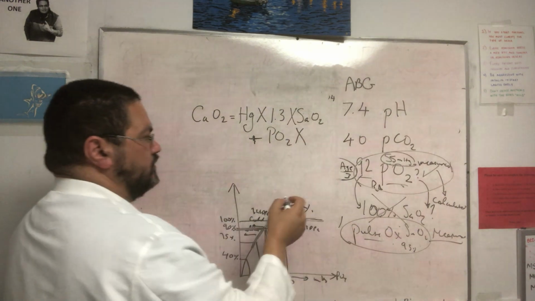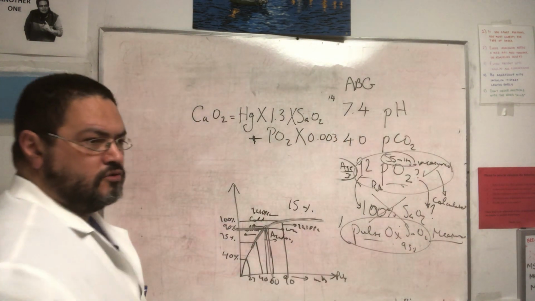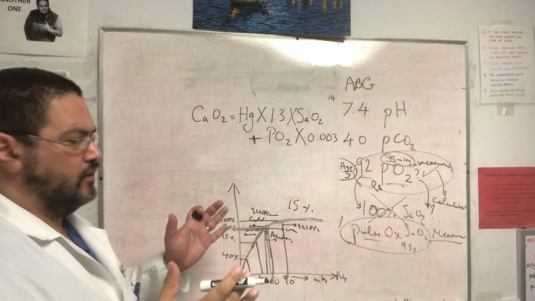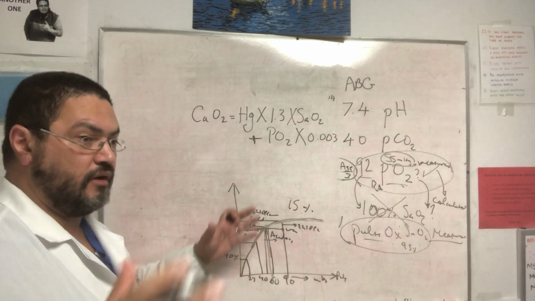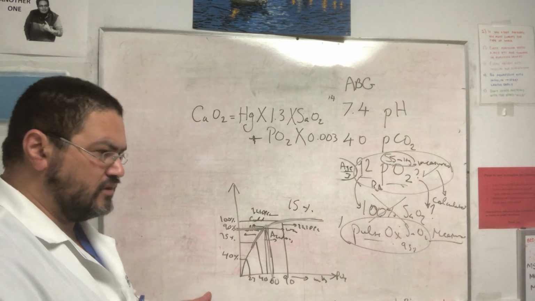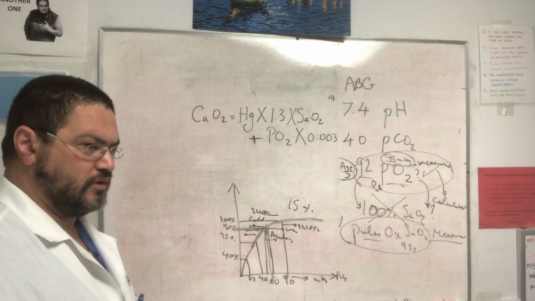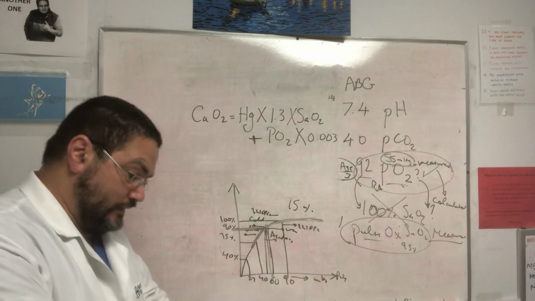times 0.003. So basically, you have the saturation that determines the majority of oxygen, 99% of oxygen in the blood. And then there is another small part of oxygen that is dissolved in the plasma. Plasma is not supposed to carry oxygen, right? But it carries oxygen when the pressure is too high.